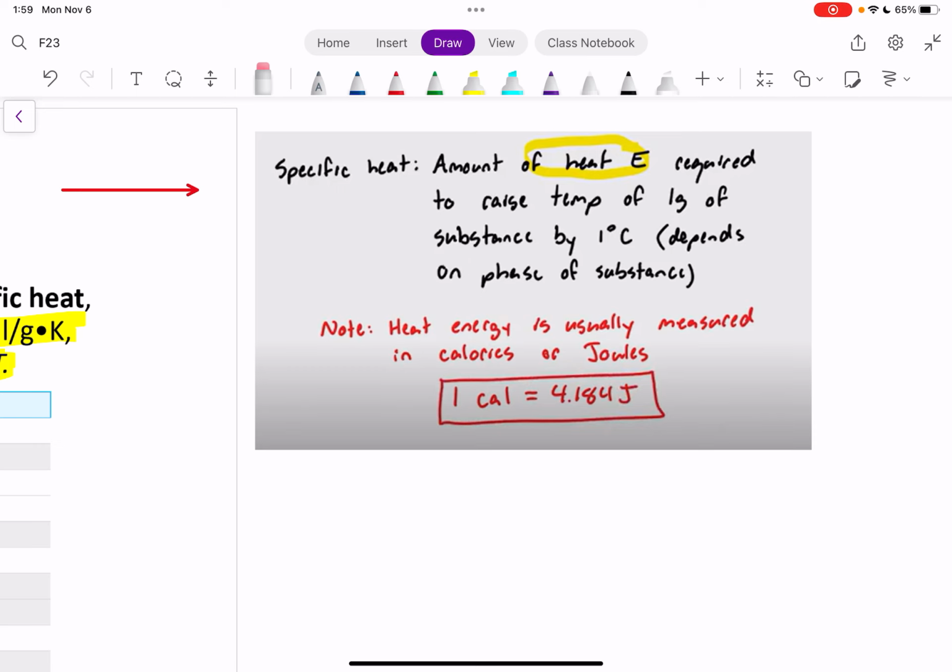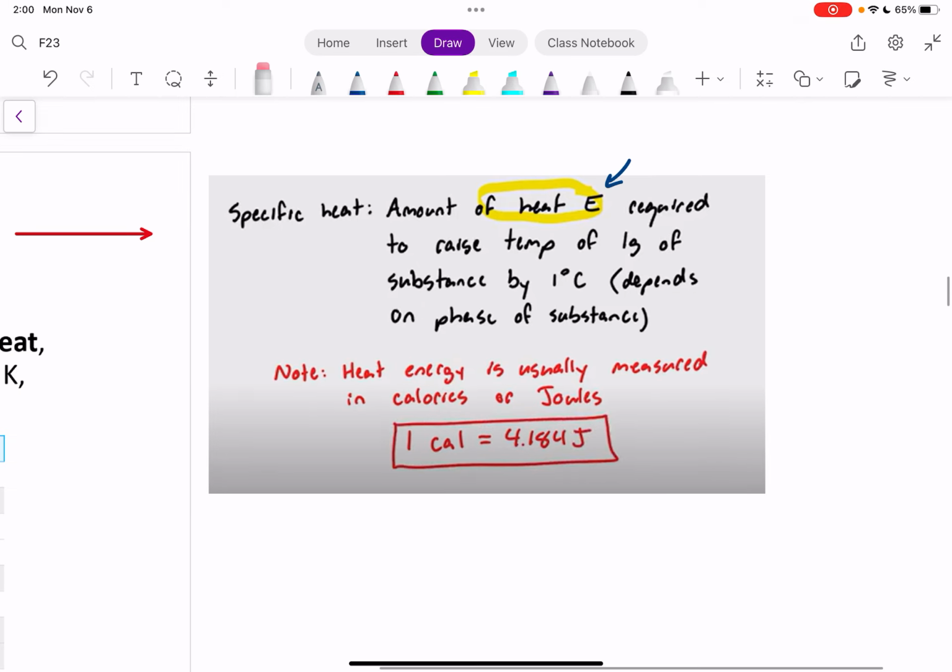You don't have to calculate this. This is always given to us. Chemists have done these experiments to find specific heats of these different substances over and over again, and now we have these nice, convenient charts where we can look up the specific heat for a specific substance and just plug it into our equation. And just a side note down here to remind you that heat energy, when we talk about heat energy like we do up here, is usually measured in calories or joules.